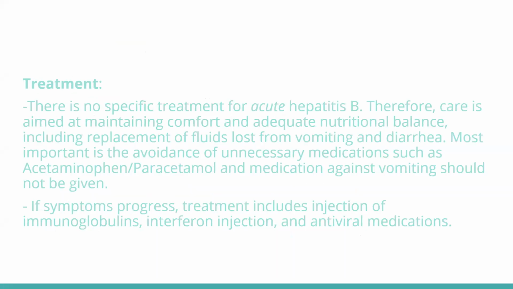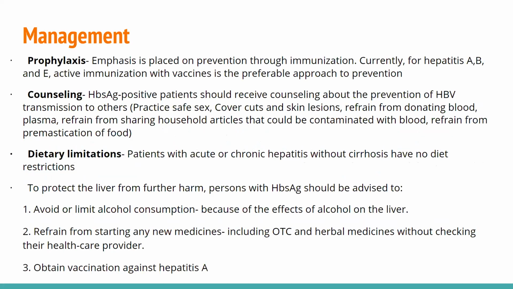Next slide, please. So for the treatment, there is no specific treatment for acute hepatitis B. But for people with mild symptoms, healthcare providers usually recommend rest, adequate nutrition, and fluids. Therefore, care is aimed at maintaining comfort and adequate nutritional balance, including the replacement of fluid loss from vomiting and diarrhea. Most important is the avoidance of unnecessary medication such as acetaminophen or paracetamol, and medication against vomiting should not be given. If symptoms progress, treatment includes injection of immunoglobulins, interferon injection, and antiviral medication. That's all. Thank you.